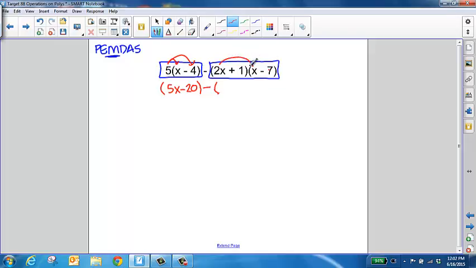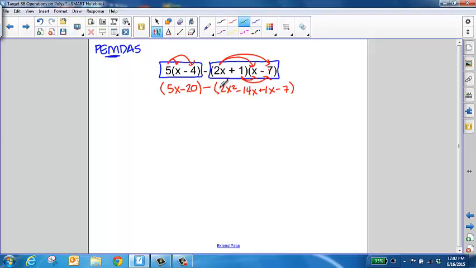So 2x times x gives us 2x squared. 2x times a negative 7 gives us negative 14x. 1 times x gives us 1x. And 1 times a negative 7 gives us a negative 7. So now what we can do from here is perform our subtraction.